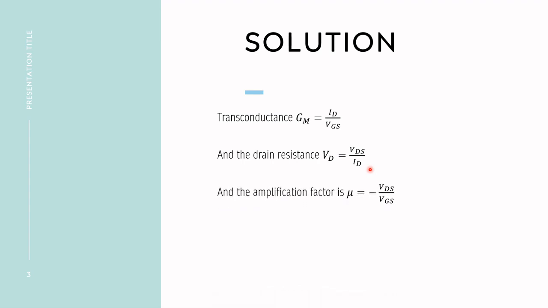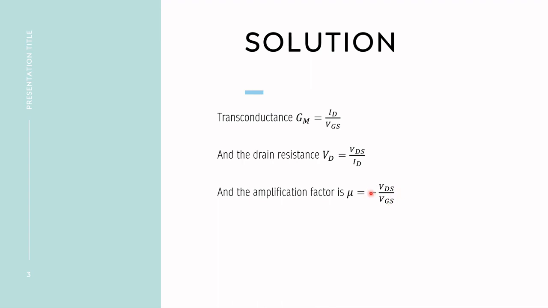And the third concept is the amplification factor, that is expressed by mu, that is equal to minus VDS divided by VGS. The amplification factor is the ratio of the change in the drain source voltage to the corresponding change in the gate source voltage, and that happens when we consider a constant drain current. Thus we get mu equal to minus VDS divided by VGS.